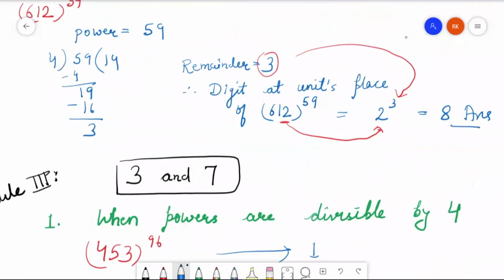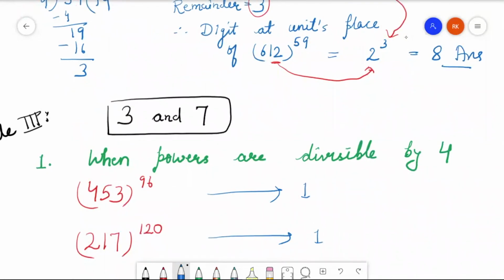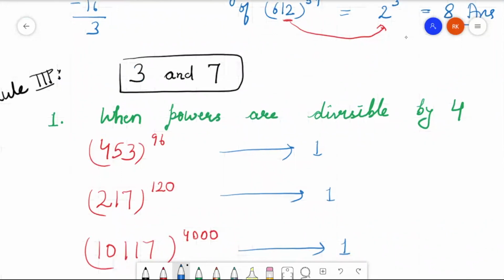Now we come to rule number 3. This is the rule for 3 and 7. Whenever the given number has 3 or 7 at its unit place, then we have to apply this rule. Here also we have two cases: one when the powers are divisible by 4 and one when the powers are not divisible by 4. So let's see the first case.